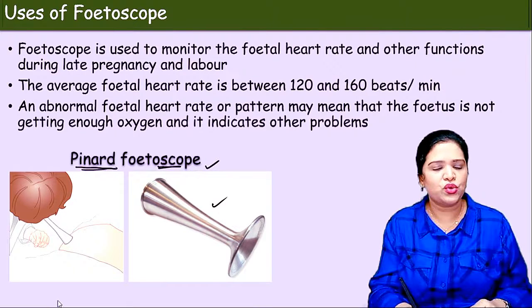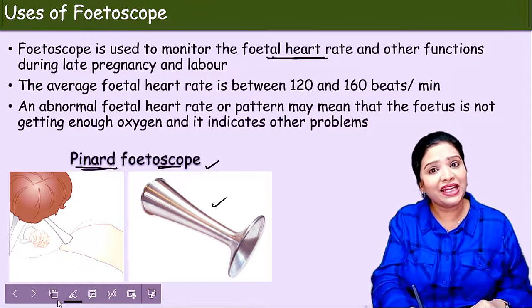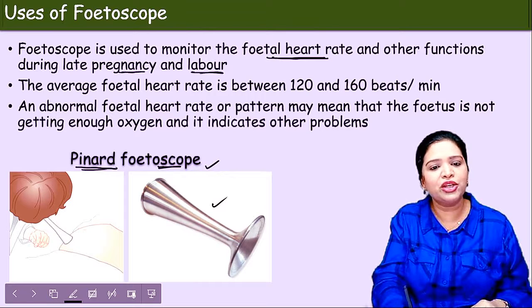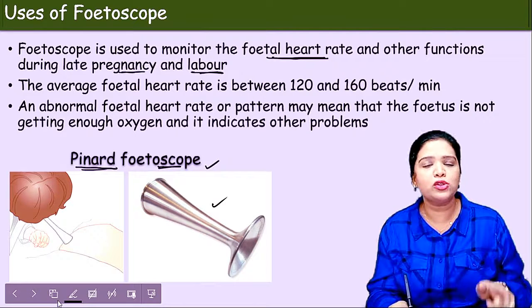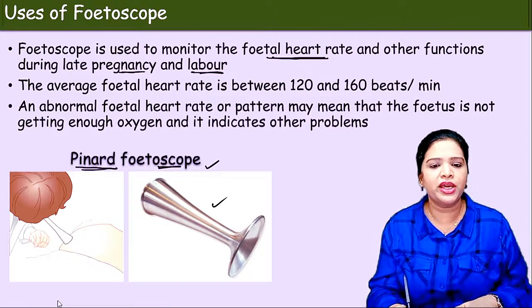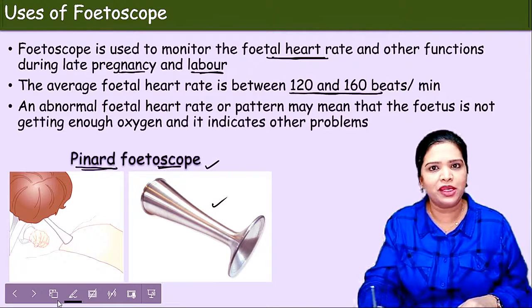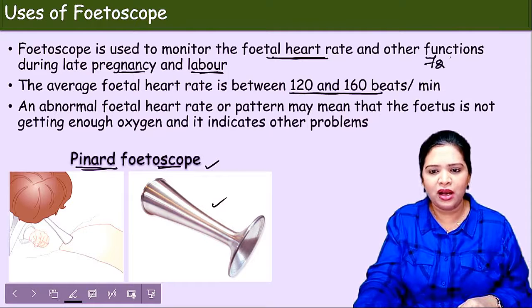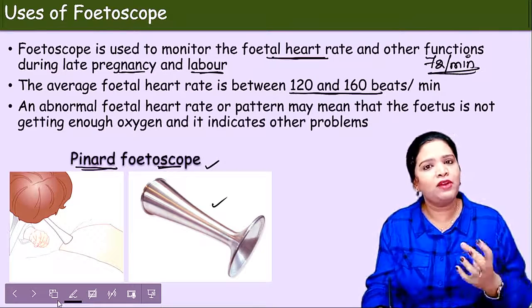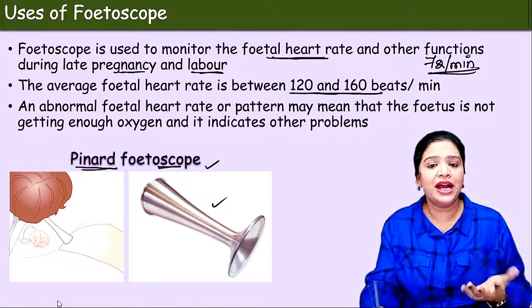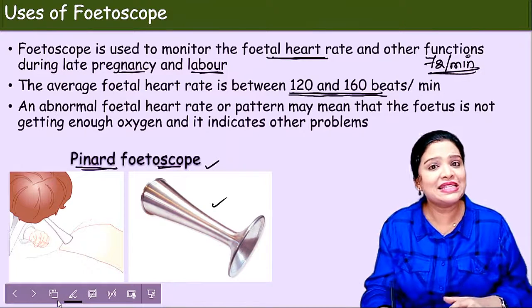So what is the use of the fetoscope? Fetoscope is used to monitor the fetal heart rate and other functions during late pregnancy, and during the time of labor also we use this fetoscope. Usually the normal fetal heart rate is between 120 to 160 beats per minute. You know that the normal adult heartbeat is 72 beats per minute, right? For the child it will be more, and for the fetus it will be higher. So 120 to 160 beats per minute.